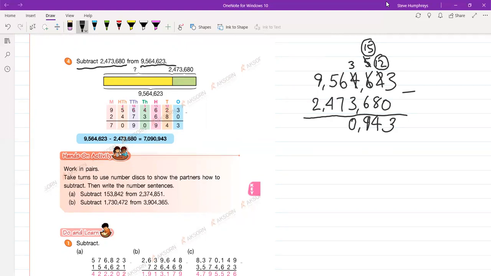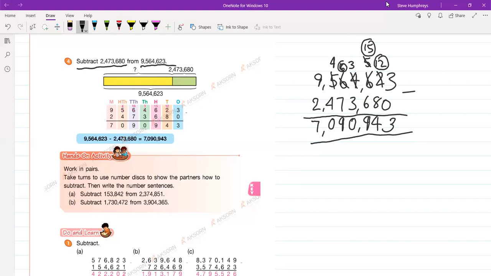6 minus 7, you cannot do. Borrow again, it becomes 4. This becomes 16. 16 minus 7 is 9. 4 minus 4 is 0. 9 minus 2 is 7. Okay, my answer, 7,090,943.